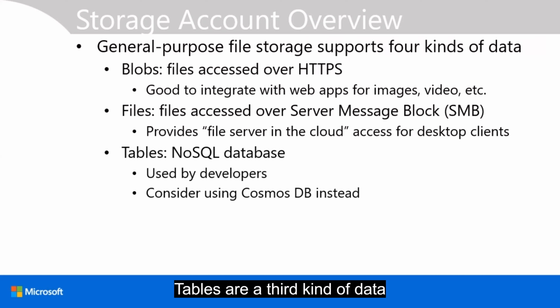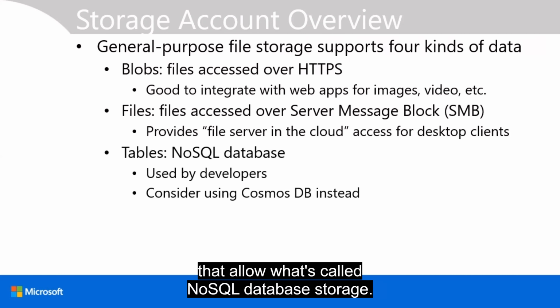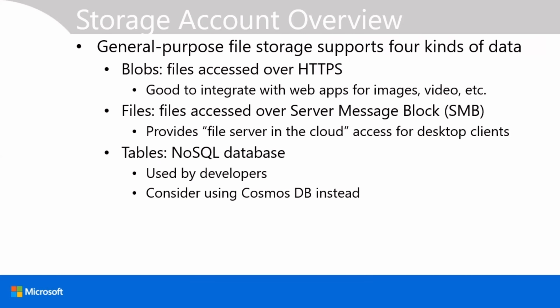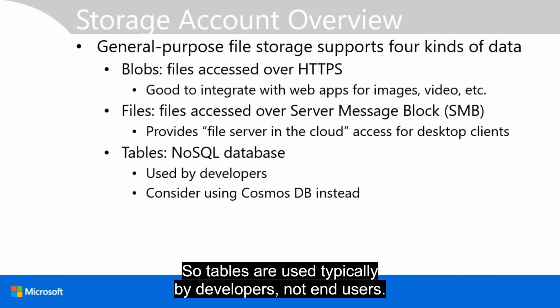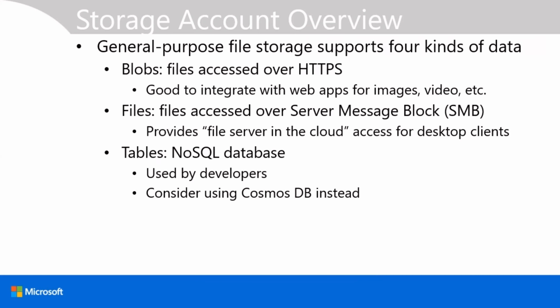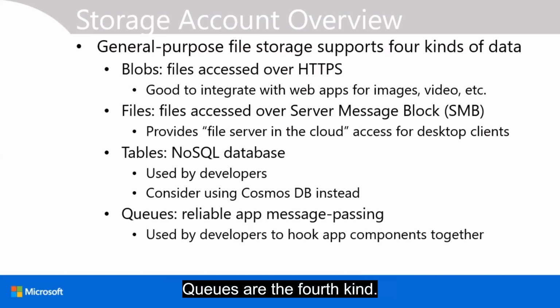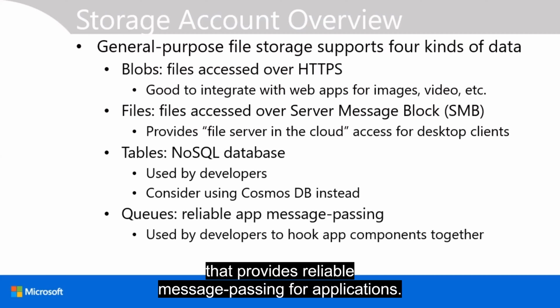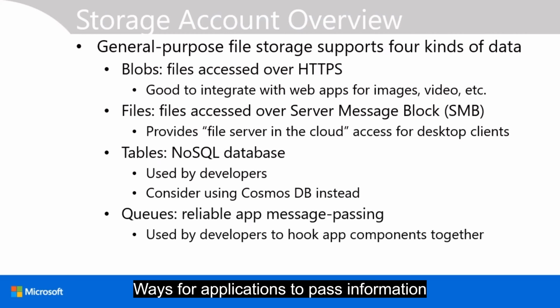Tables are a third kind of data that allow what's called NoSQL database storage. Tables are used typically by developers, not end users. They're covered in another lesson in this course. Queues are the fourth kind. This also is a developer service that provides reliable message passing for applications, ways for applications to pass information between different components. Queues are not covered on your exam, and they're not discussed anymore.